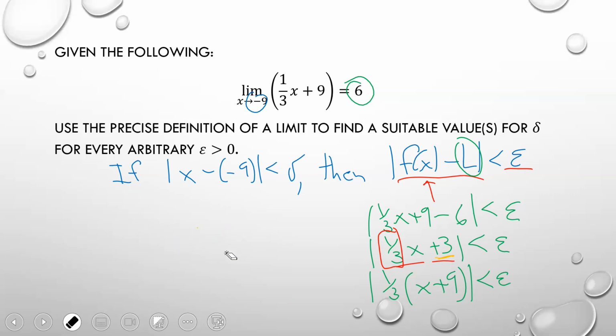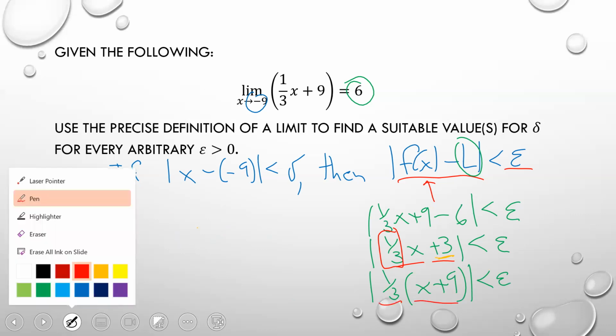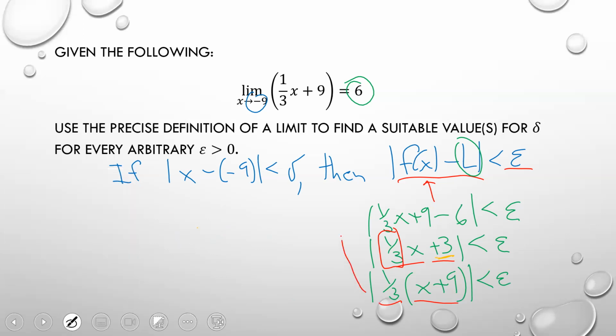Okay, and then again, just like the previous one, notice that what we've ended up with here are two things being multiplied within the absolute value. So we know that we can go ahead and break that apart into the absolute value of two things separately. So this would be the absolute value of 1/3 times the absolute value of x plus 9, all less than epsilon. The absolute value of 1/3 is just going to be 1/3. So we have 1/3 times the absolute value of x plus 9, less than epsilon.